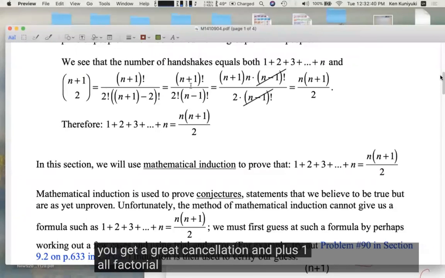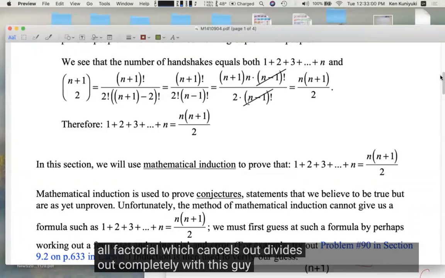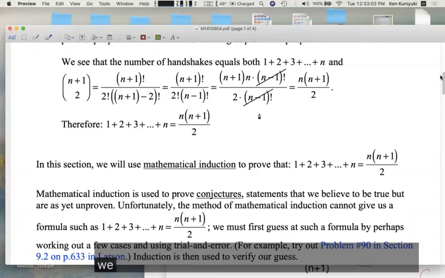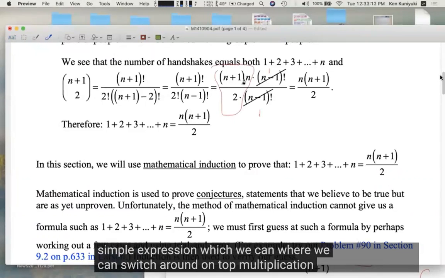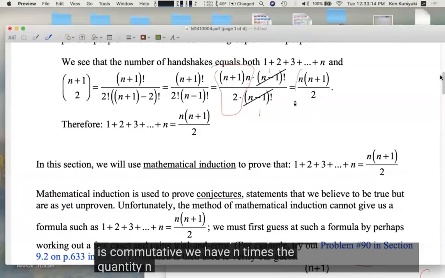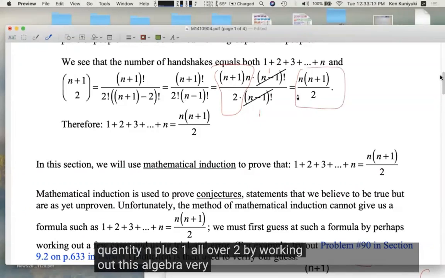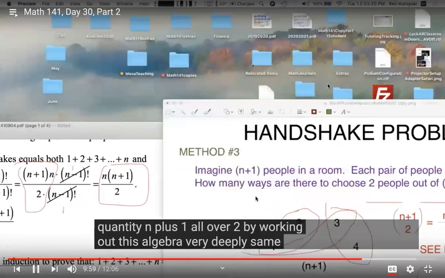N plus 1 all factorial, let's do the countdown. What are the factors here? We start with n plus 1. We count down. We then have n. And then we have n minus 1, yada, yada, yada, all the way down to 1. But the product of all those will be n minus 1 factorial, which divides out completely with this guy down here. We get 1s here. So we're left with this simple expression, where we can switch around on top. Multiplication is commutative. We have n times the quantity n plus 1 all over 2. Same as what we got over here.